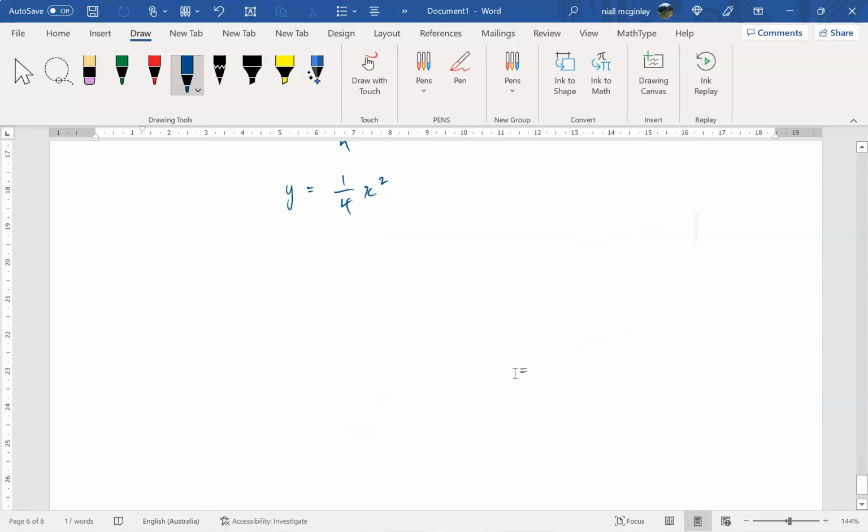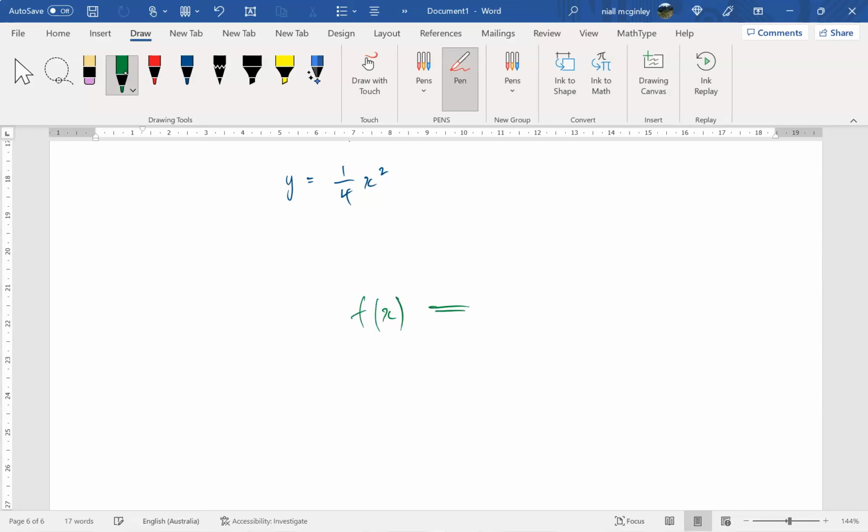So basically, when you're doing a dilation of factor n from the y-axis, then it is always dividing by the factor.